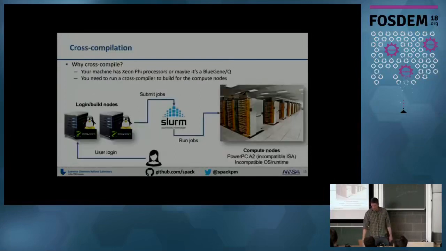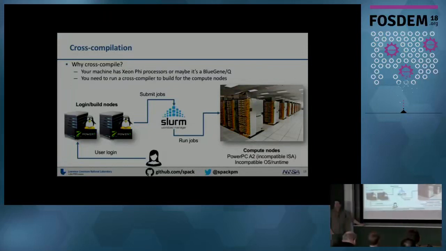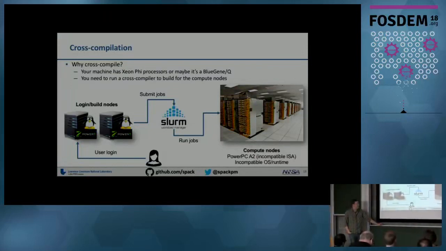Things get a little more complicated when you try to cross-compile. So why do you care about cross-compilation? Well, your big machine has a different architecture from the front end. The user login nodes we tend to provision with these nice big fat cores for building, like Power 9s or Power 7s on the actual Blue Gene machine. They run a standard Linux distro. It's a nice, easy environment to work in.